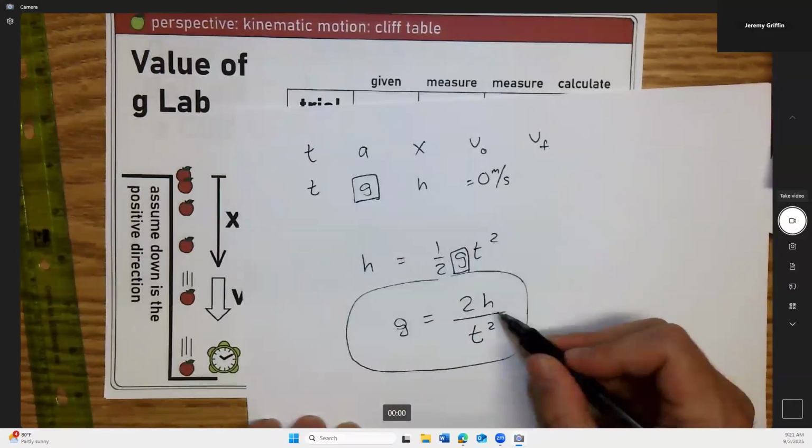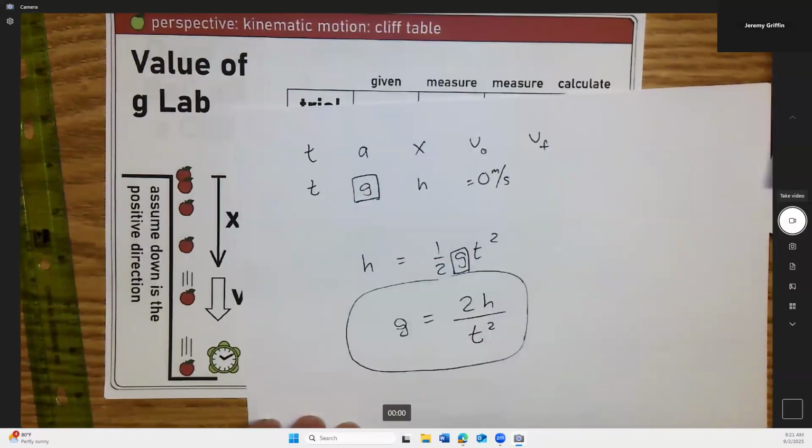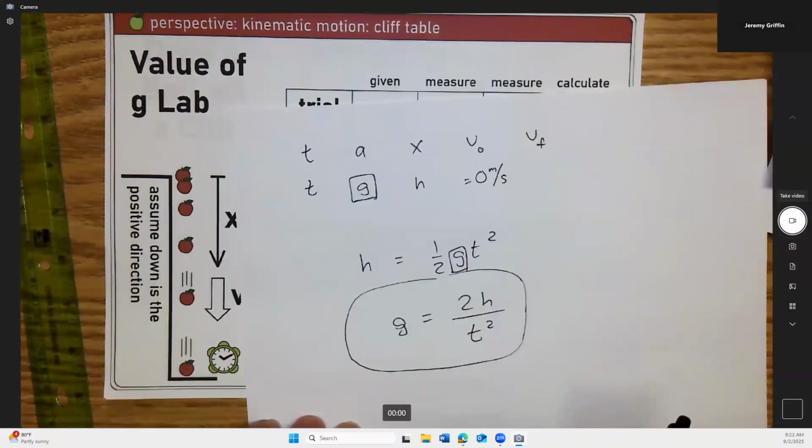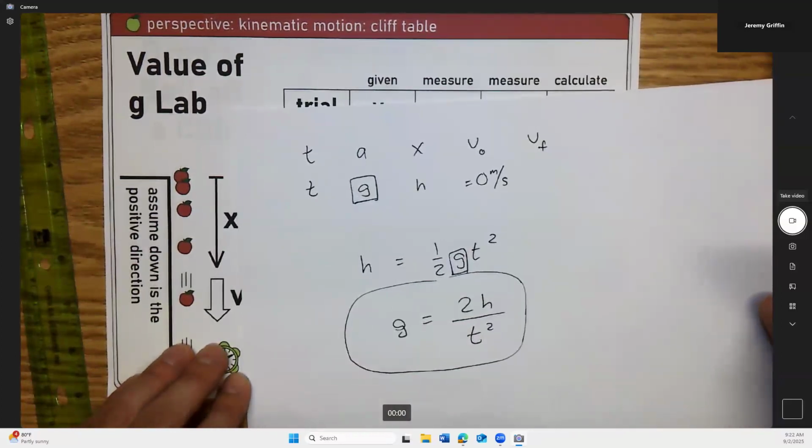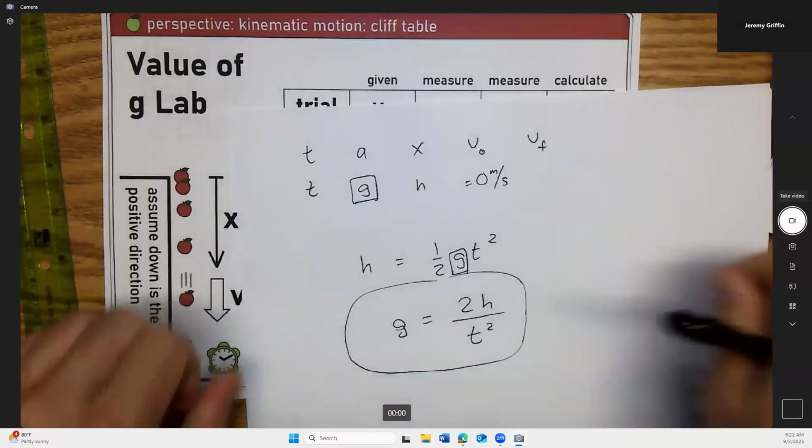Okay? And it would be in meters per second squared. Hey, look at that. Units work too. Oh yeah. Physics once again. Oh yeah. College. All right. Oh yeah, college. That's fine.